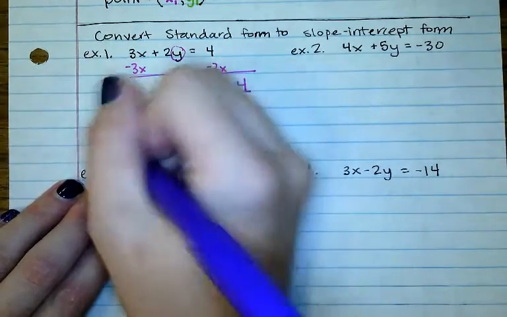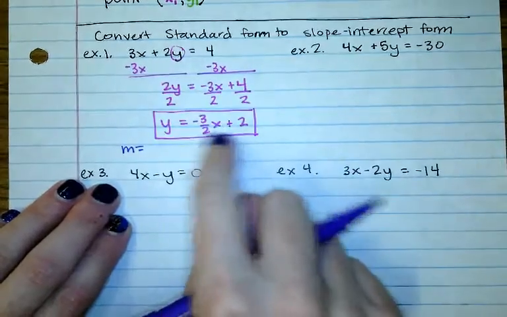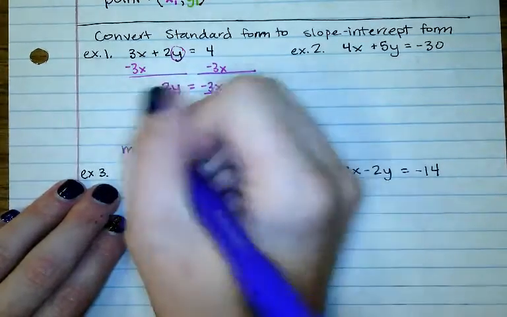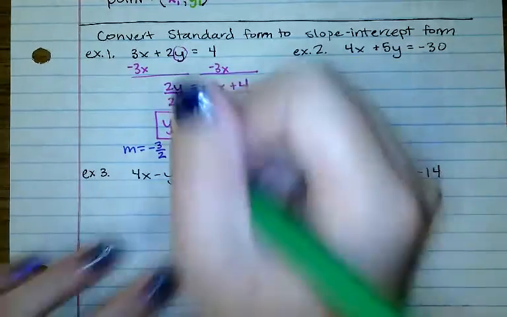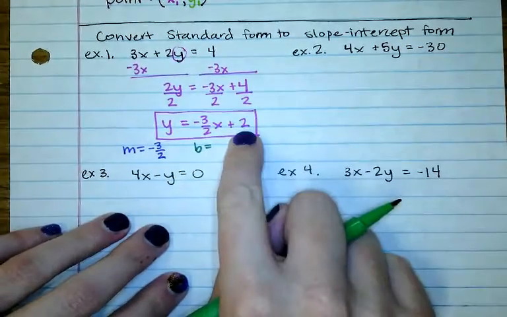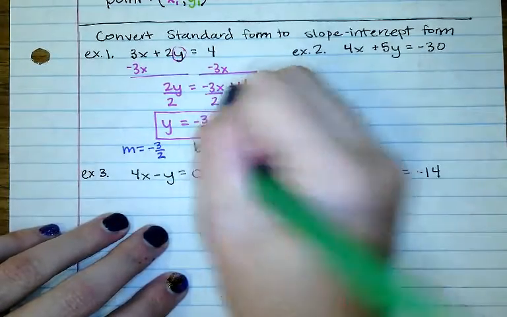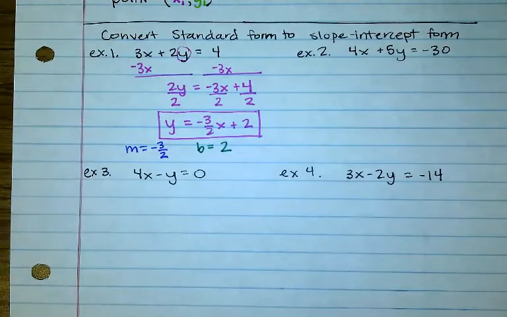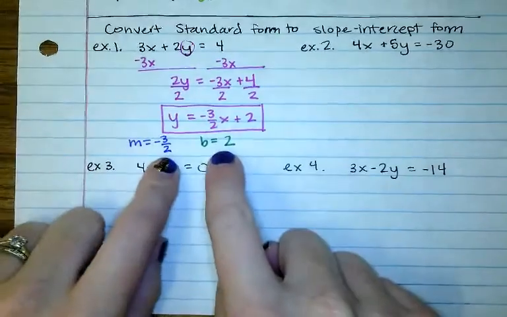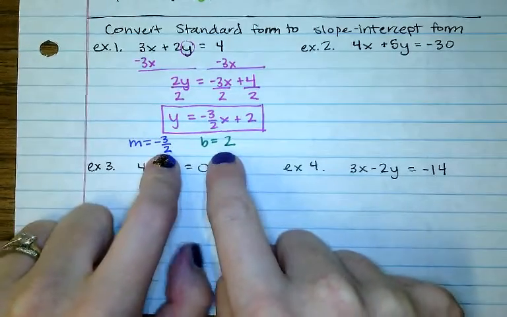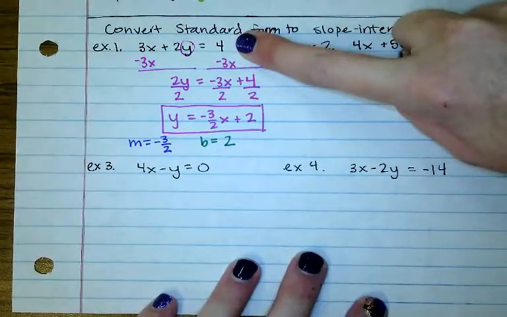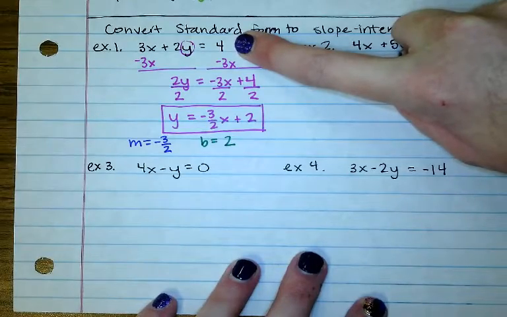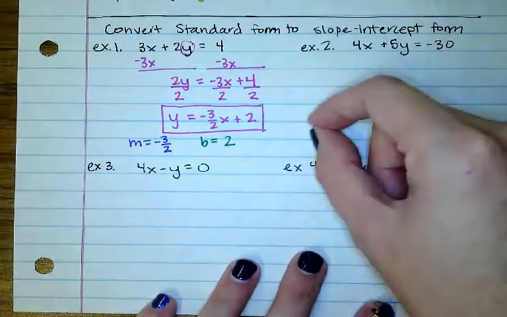What is the slope of this line? Negative 3/2. Okay? What is my y-intercept of this line? Positive 2. Okay? So now that we've converted it to slope-intercept form, we can recognize our slope and our intercept. Could we easily see what the slope and the y-intercept was from standard form? No. So that's why it's nice to convert it, and then you can easily recognize, okay?